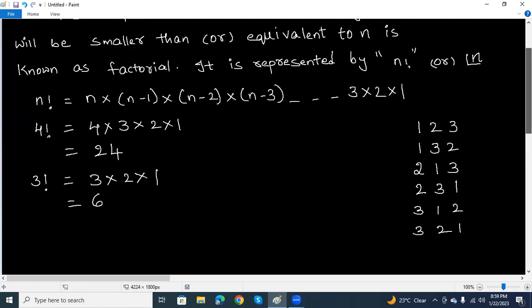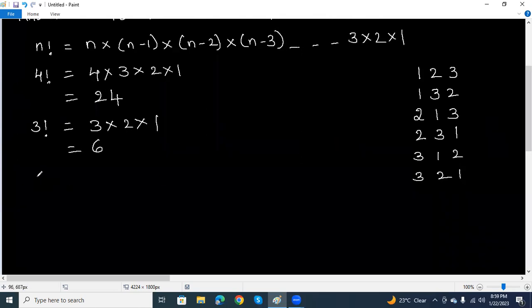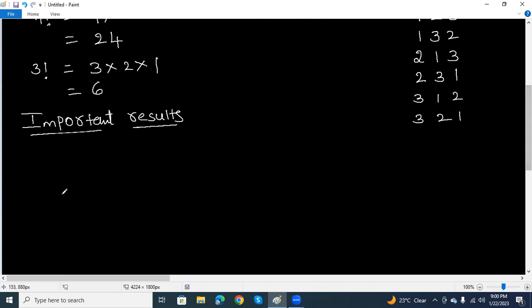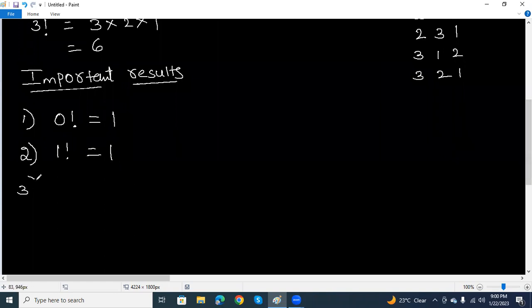Now, the important results in factorial notation. First one, 0 factorial is 1. Always the null factorial is 1. And also 1 factorial is 1.